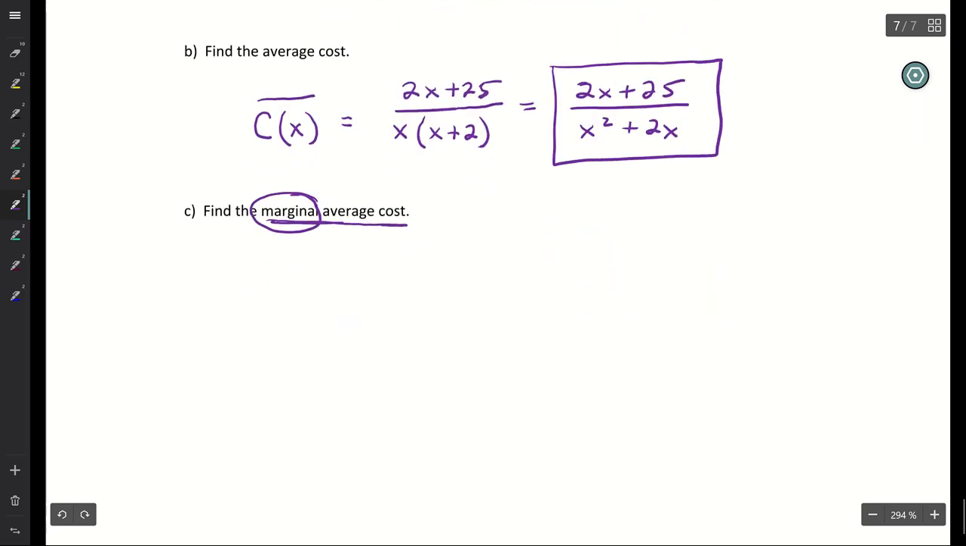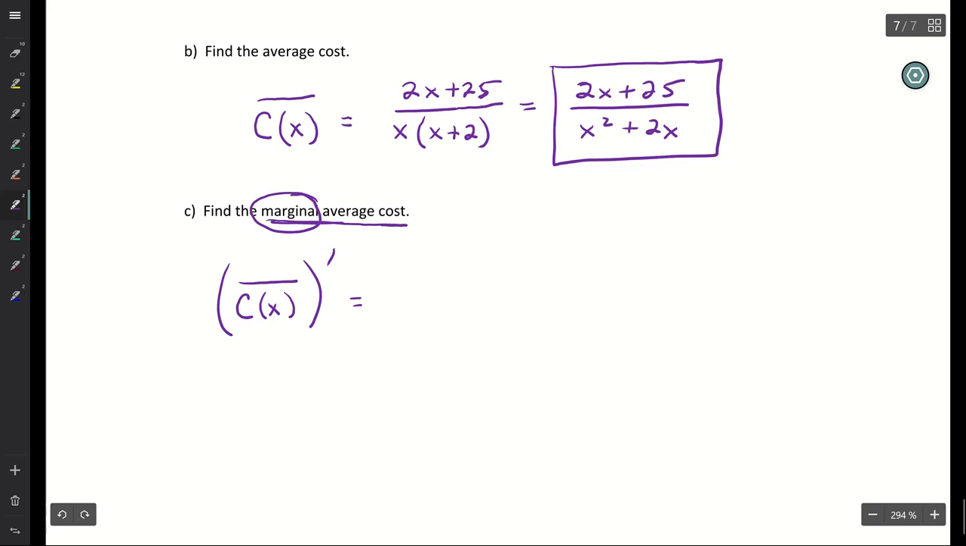All right, find the marginal average cost. This would involve first finding your average cost, which we've already done, and then because it says marginal, that means I'm going to take the derivative. So the proper notation here would be C of x with a bar over the top, put that in parentheses and say prime to say now we're taking the derivative.